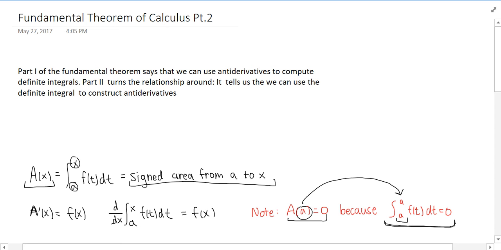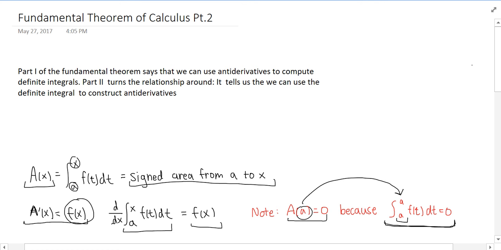Now, the FTC2 states that this relationship always holds. The derivative of the area function is always equal to the original function. To write it more formally, we have d over dx of the integral of f(t) dt, our original function, and it will always become our original function.